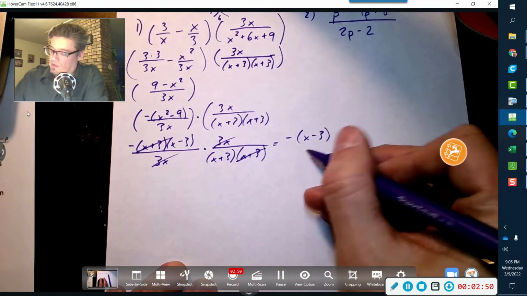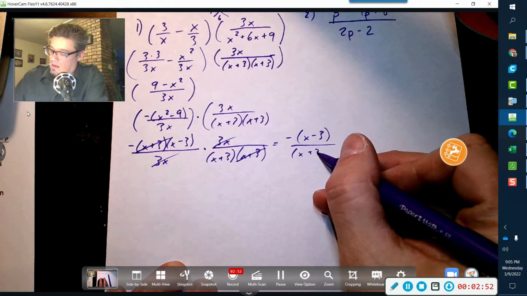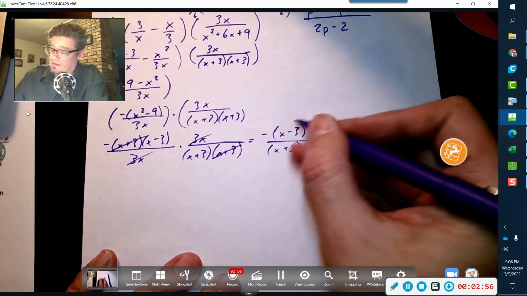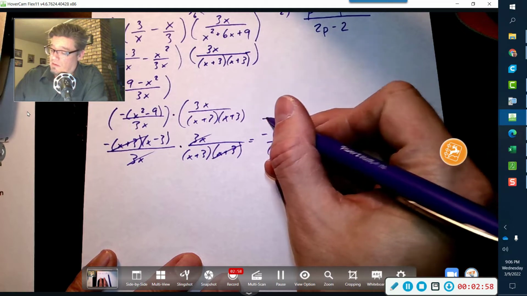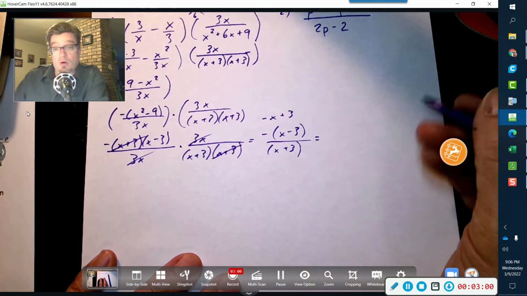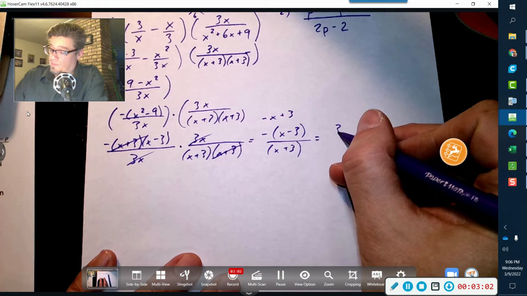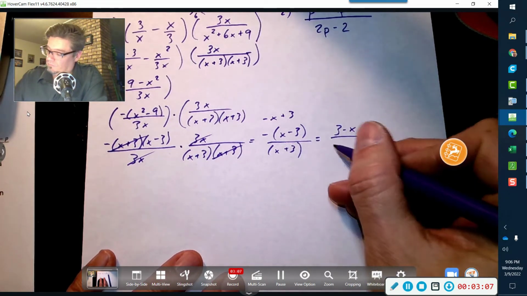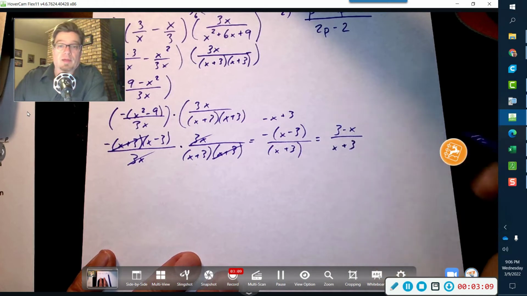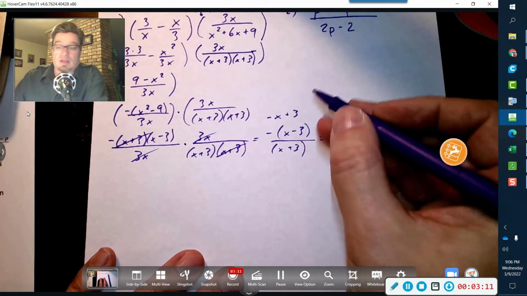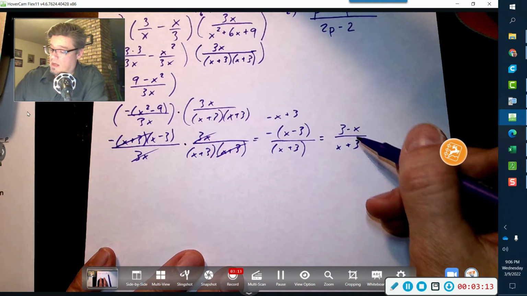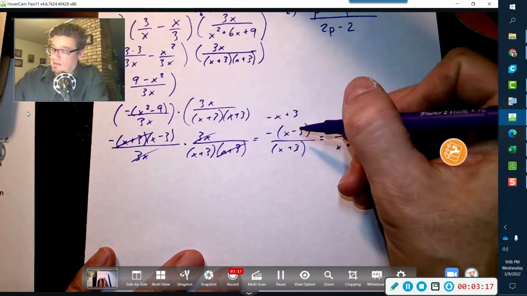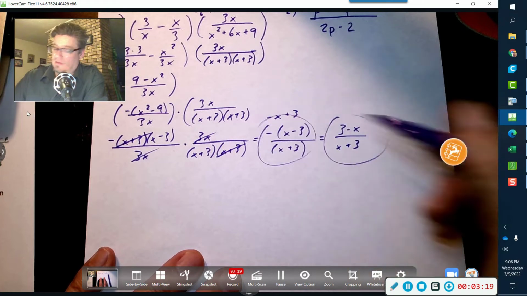You can leave it just like this. Parentheses or no, it doesn't matter. Or if you want to distribute, you could have it negative x plus 3, or you could even switch it back. Either way, these are all the same. So this can be switched with this, and this can be switched with either one of those. Those are good answers there.